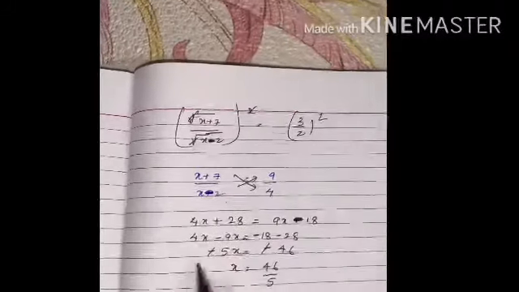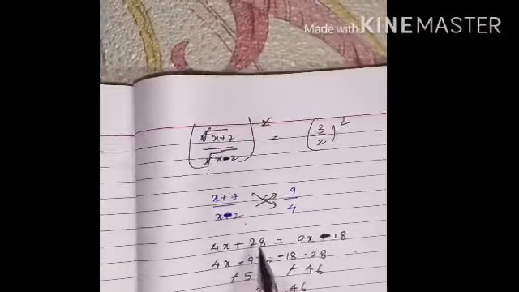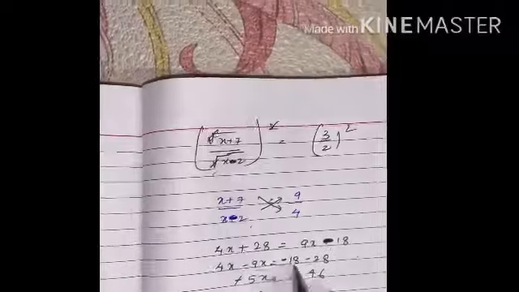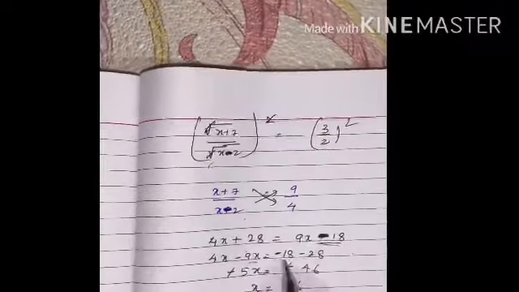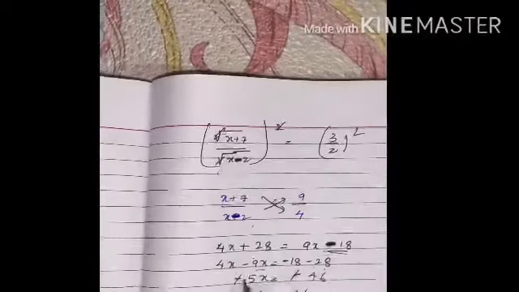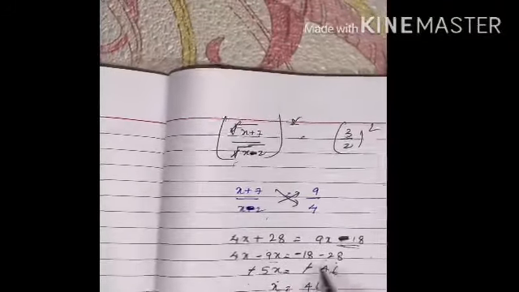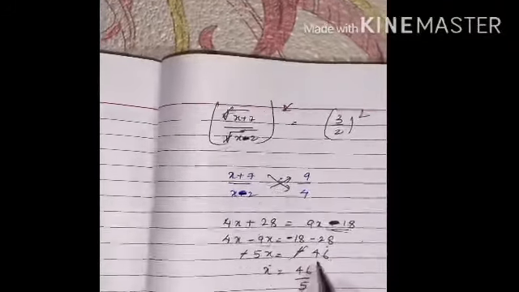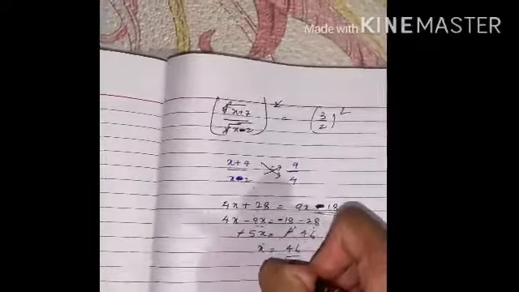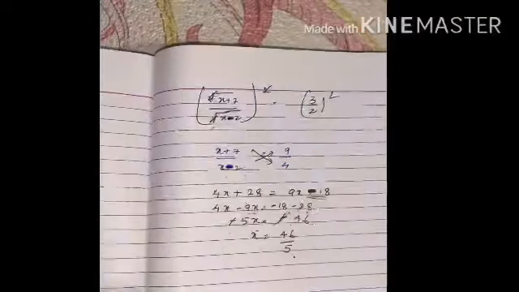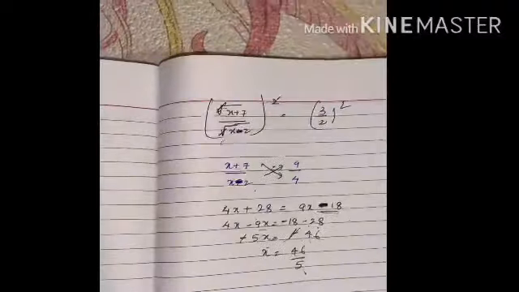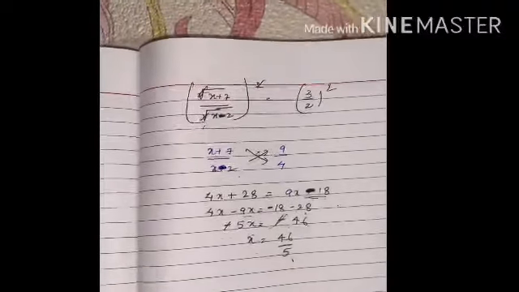Minus 18. So you get all the x terms to one side. 4x minus 9x equal to minus 18 minus 28. So after solving, you get minus 5x equal to minus 46, minus gets cancelled, x is equal to 46 by 5. Dear children, once you understand this formula, it is very, very easy. So don't worry, you can always do it comfortably.